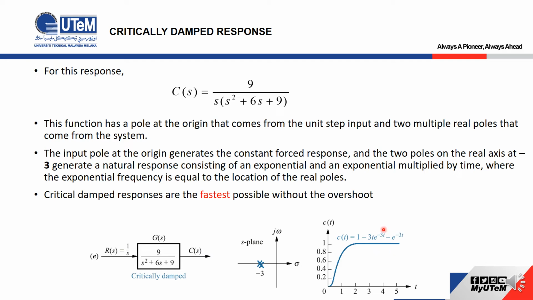So this is the result that comes from this response, where as you can see here, this one refers to the step input that we inject into the system, and this one reflects the location of the pole that we found from factorizing this equation.